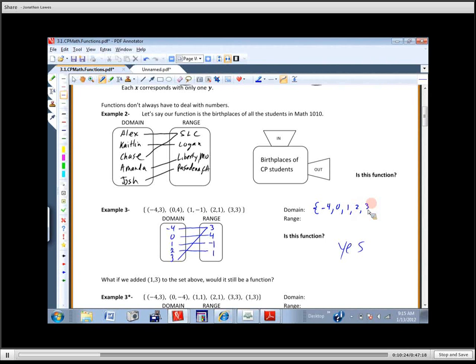Okay. That's as good as I make them. Now I just make them look like squigglies. The range, that's going to be 3, 4, -1, and 1. Okay?